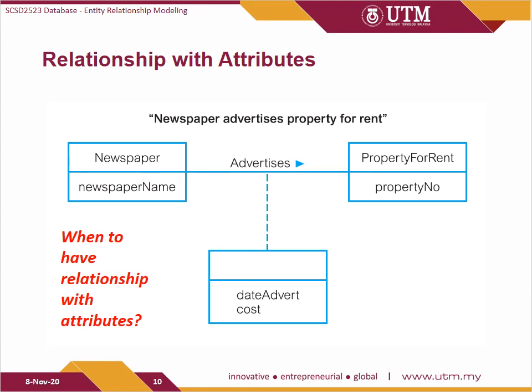We represent attributes associated with a relationship type using the same symbol as an entity type. However, to distinguish between a relationship with an attribute and an entity, the rectangle representing the attribute is associated with the relationship using a dashed line.